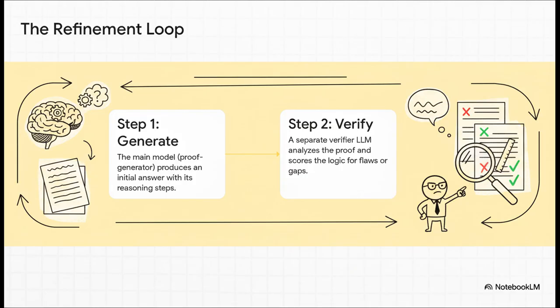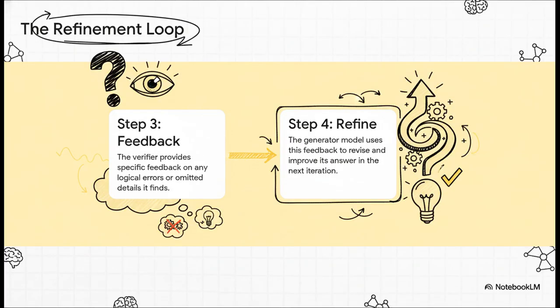Then, the verifier AI steps in, like a really tough professor, and meticulously checks the logic for any and all mistakes or gaps. But it doesn't just say wrong. The verifier then provides really specific constructive feedback, pointing out exactly where the reasoning went off the rails. And finally, the main model takes that feedback, learns from it, and tries again, generating a new, refined, and much better answer. It's this cycle that teaches the model not just what the right answer is, but how to reason correctly to get there every time.